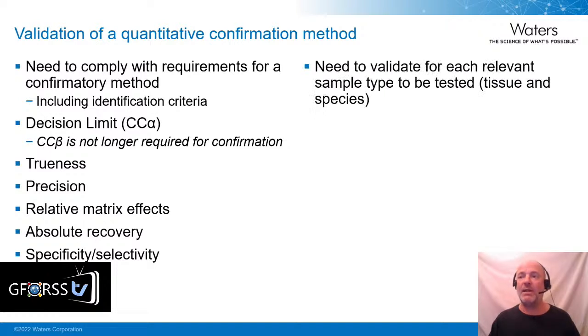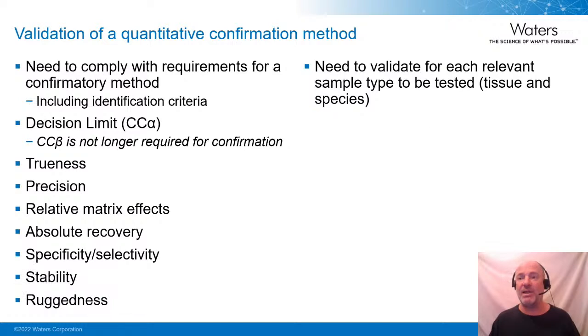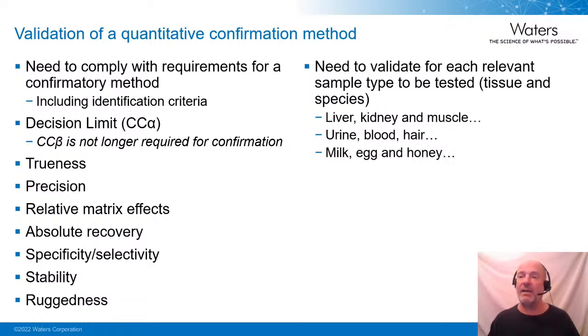We also need to consider the relevant sample types to be tested because we need to validate them separately. So for example, if we have liver, kidney, and muscle, we need to carry out separate validation because these samples are very different in the composition. We need to consider any other relevant matrix, such as, for example, for testing live animals, such as urine, blood, or hair, and any products of animal origin that may be relevant as well, so things like milk, eggs, and honey. We also need to consider the species of the animal being tested.